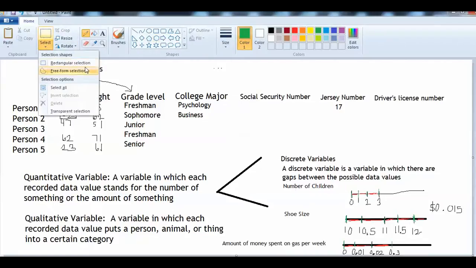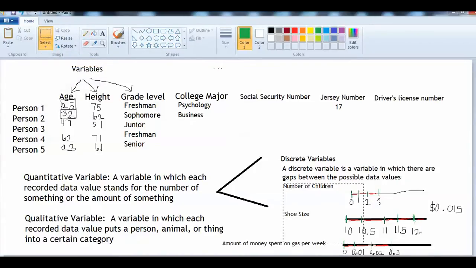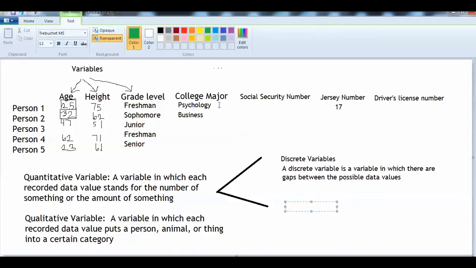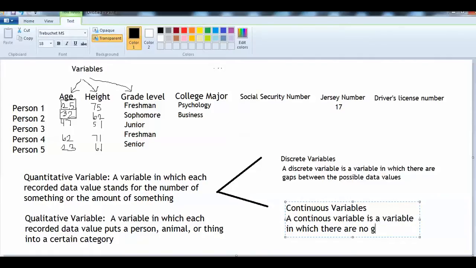What's the opposite of a discrete variable? The opposite is something that's continuous, where there are no gaps in the number line, in which there are no gaps between the possible data values.